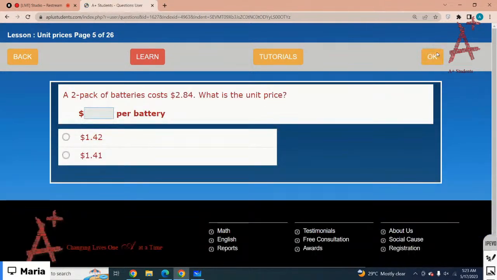Okay, a 2-pack of batteries costs 2.84. What is the unit price? So which is the correct option? You have to divide it by 2. So it would be 1.42, which is the correct option. Got it? You have to divide 2.84 by 2. So it would be 1.42. The correct option is 1.42.